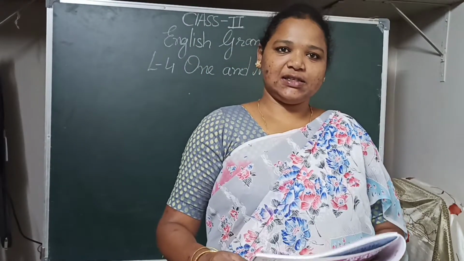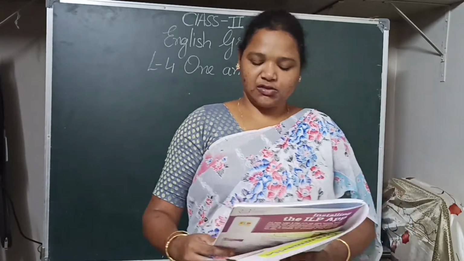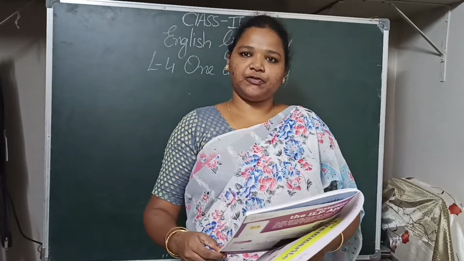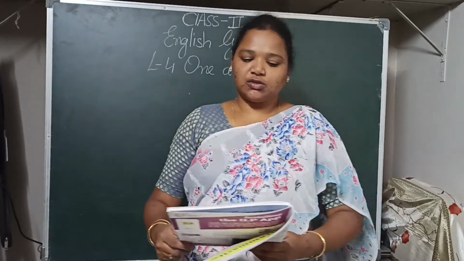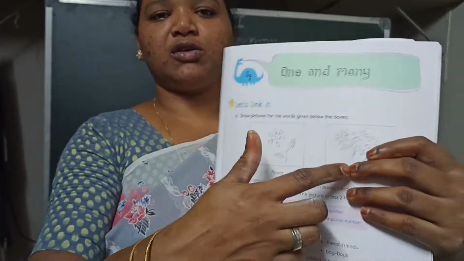So second class children, I'll teach a new lesson in grammar, that is one and many. So the name of the lesson is one and many. So open page number 15 in your grammar book. So in that page they have given two empty boxes.